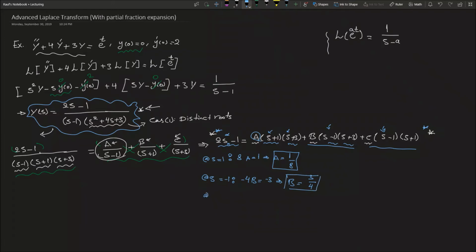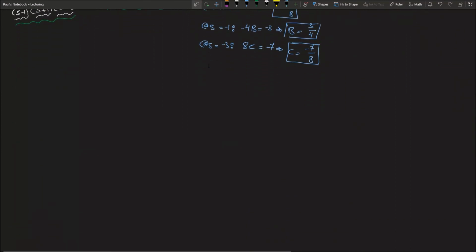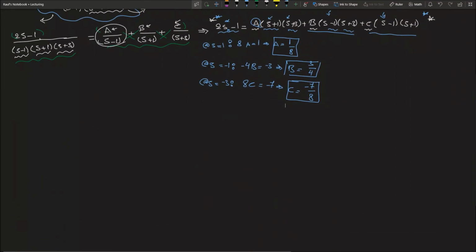Then lastly, assuming s equals minus 3, plugging that back in the equation, we get 8c equals minus 7. From that, we can find our value of c to equal minus 7 over 8. Okay, that's perfect. Let's get ourselves some space here. So we have the values of a, b, and c.